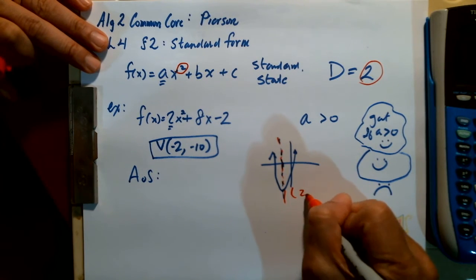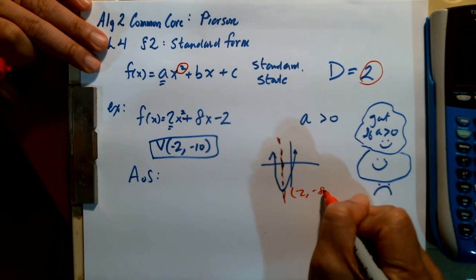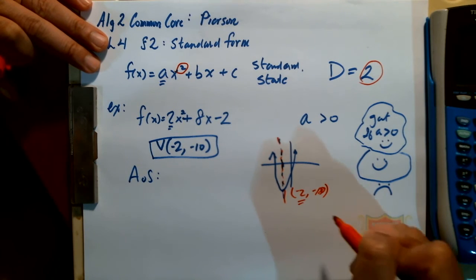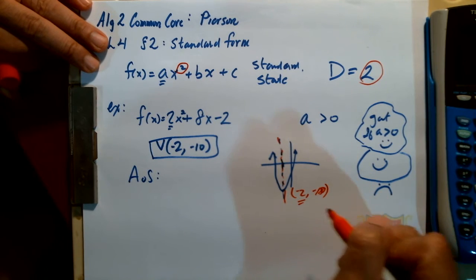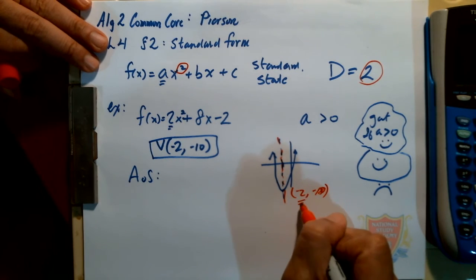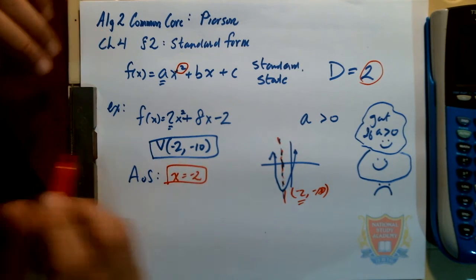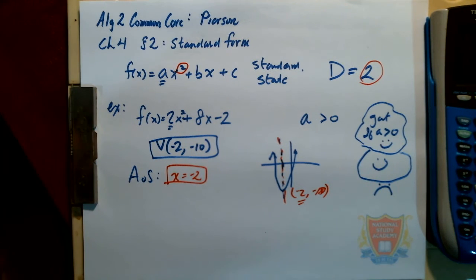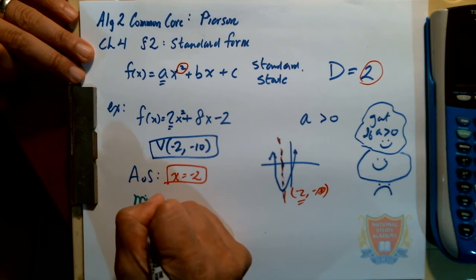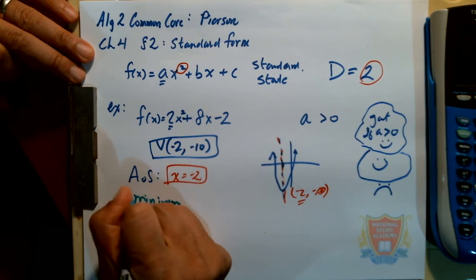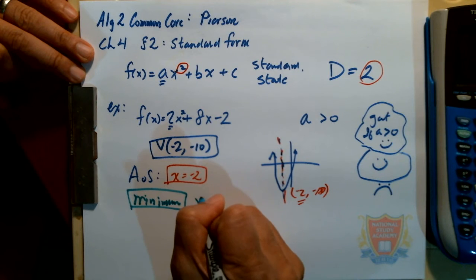Remember, this point was (-2, -10). Remember, we told that the AOS, axis of symmetry, is the x-coordinate. It's going to be x equals -2. So we found the axis of symmetry. What else do we need to find? We found out, is it a max or a min? Well, we know that it's a lower portion, so it must be a minimum from your vertex.